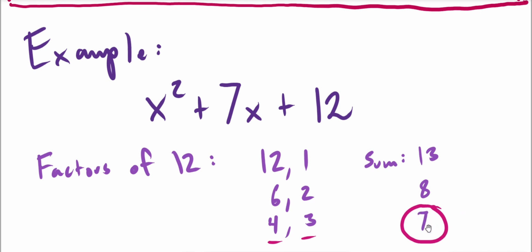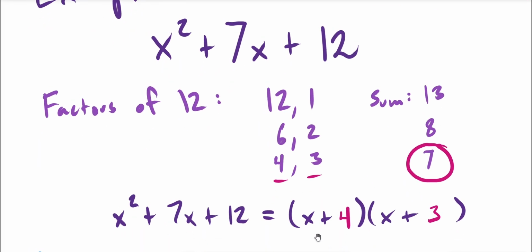We see that middle term, and so we are going to take these two as our factors. We write (x plus 4) times (x plus 3). And if you want to check it by FOILing it out, we'd get x squared here, then 4x plus 3x, that's 7x. And the last term would be 4 times 3, that's 12. So this is the factored form of this monic trinomial.